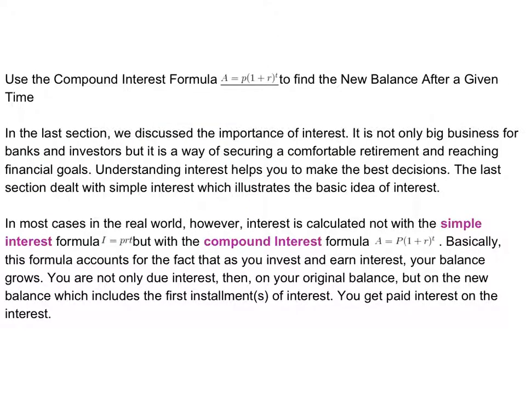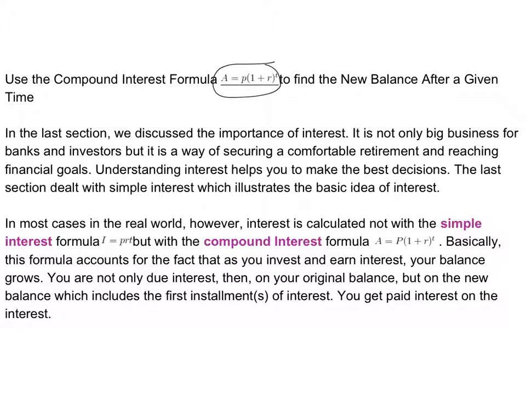In 2.6, we're going to talk about using the compound interest formula, which is right up here: A is equal to P times (1 plus r) raised to the t, to find the new balance after a given time. In the last section we discussed the importance of interest. It is not only big business for banks and investors, but a way of securing a comfortable retirement and reaching financial goals. Understanding interest helps you to make the best decisions.